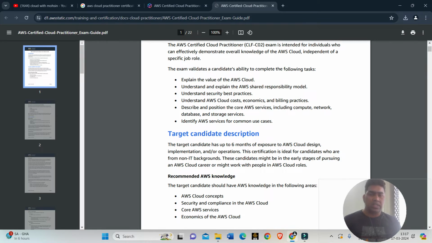The exam validates a candidate's ability to complete the following tasks: explain the value of the AWS cloud, and understand and explain the AWS shared responsibility model. So, the shared responsibility model is something we have in the cloud. Let me give you an example.